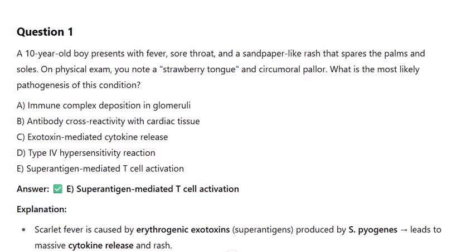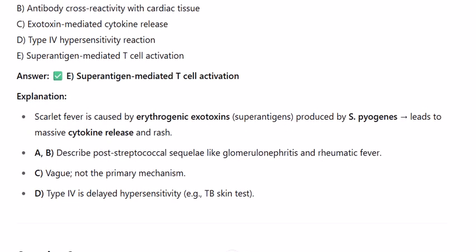Superantigen-mediated T-cell activation. Explanation: Scarlet fever is caused by erythrogenic exotoxins, superantigens, produced by S. pyogenes, which lead to massive cytokine release and rash. A and B describe post-streptococcal sequelae like glomerulonephritis and rheumatic fever. C. Vague, not the primary mechanism. D. Type 4 is delayed hypersensitivity, e.g., TB skin test.